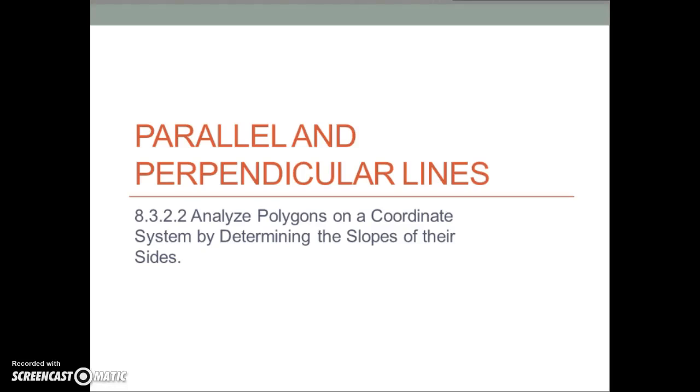So we've already talked about parallel and perpendicular lines and specifically looked at the slopes of those lines and how those equations relate to one another. In today's lesson, we're going to be looking at parallel and perpendicular lines, but how they relate to the coordinate system, so graphing on a coordinate grid, and looking at the slopes of their sides and determining what type of a polygon is being graphed in the coordinate grid.